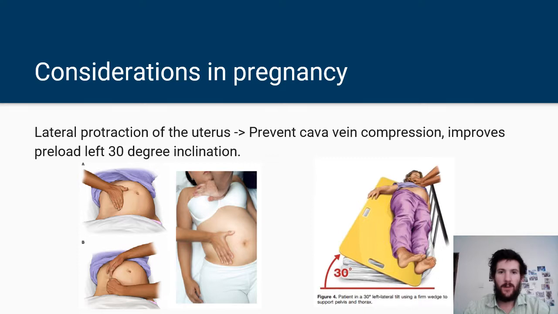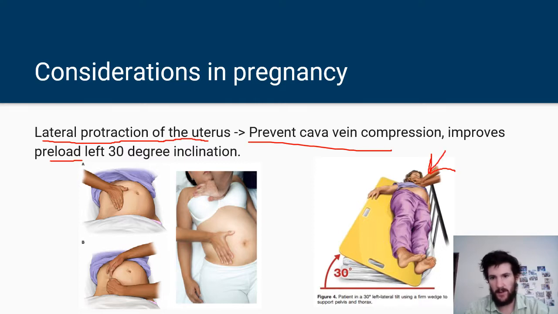So, some special considerations in pregnancy. In a pregnant woman, the uterus is very big after week 20 to 25. So the uterus starts compressing the inferior vena cava. That is the reason why you have to make a lateral displacement of the uterus to prevent the vena cava compression, and that improves the preload, so it improves the chance of resuscitation. So if you want to do the CPR, you do it in this direction, with the patient with a little tilt of 30 degrees.